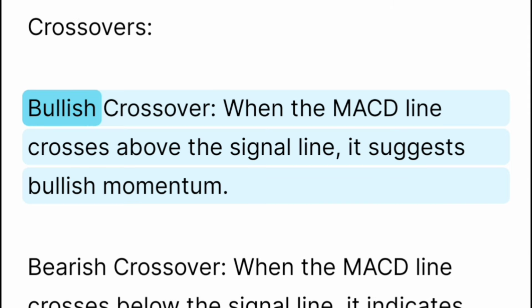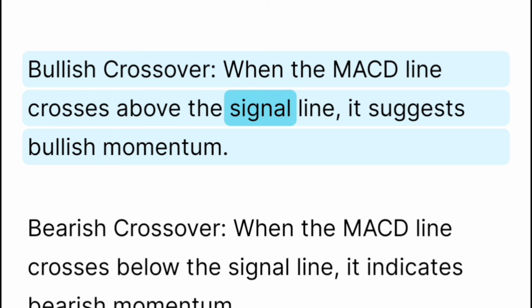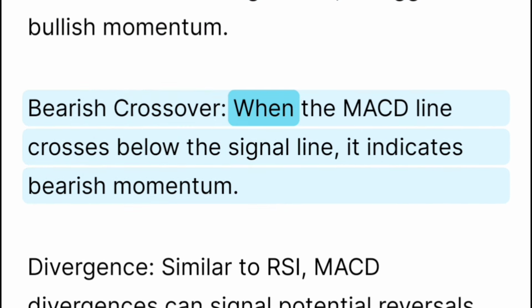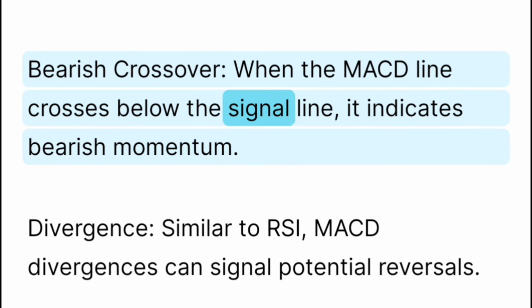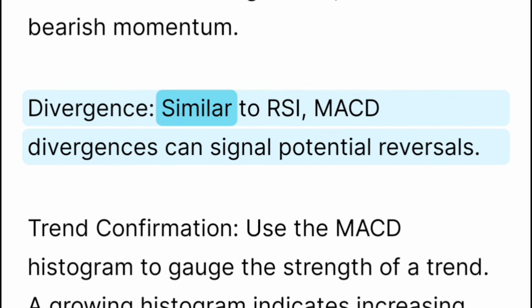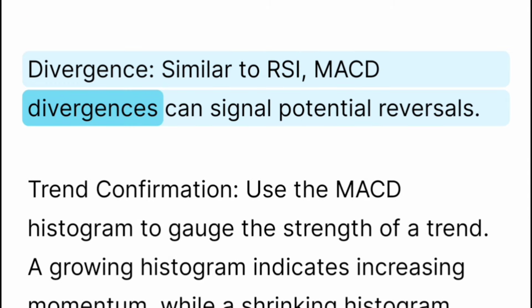Crossovers. Bullish crossover: when the MACD line crosses above the signal line, it suggests bullish momentum. Bearish crossover: when the MACD line crosses below the signal line, it indicates bearish momentum. Divergence: similar to RSI, MACD divergences can signal potential reversals.